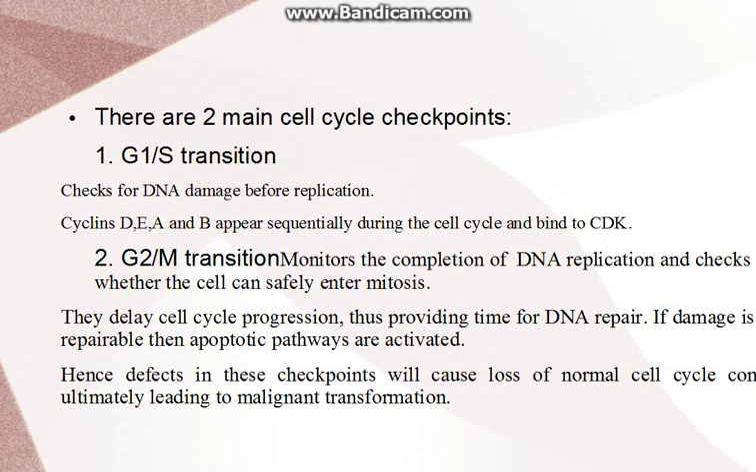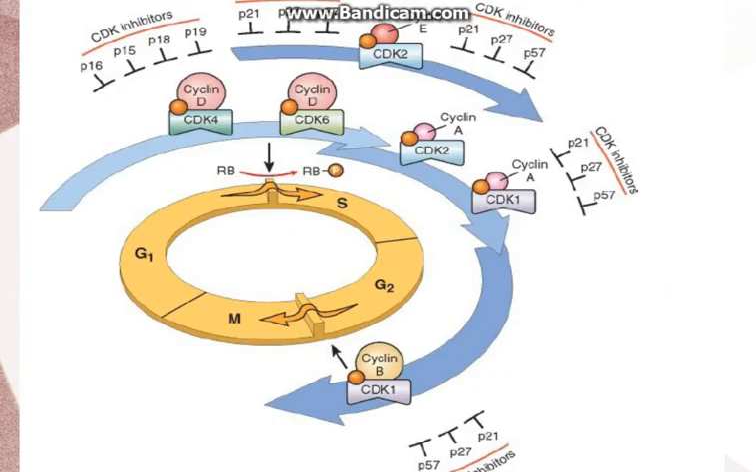Okay. Now, first let's see. This is the cell cycle which we are understanding. This was the G1 phase. This is the S phase, this is the G2 phase, and this is the M phase. Okay, these are the CDKs which we're talking about. These are the cyclins, and these are inhibited by certain CDK inhibitors.